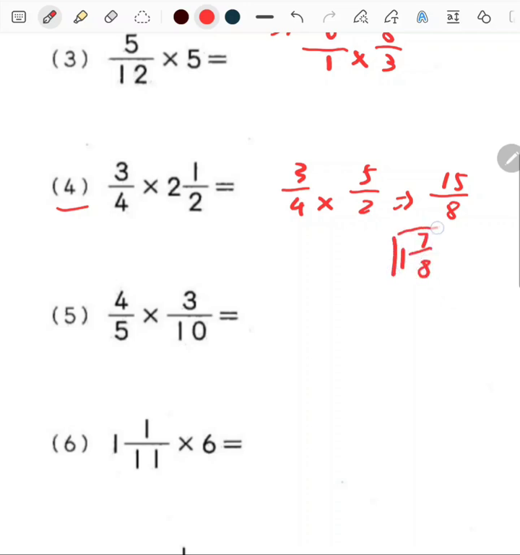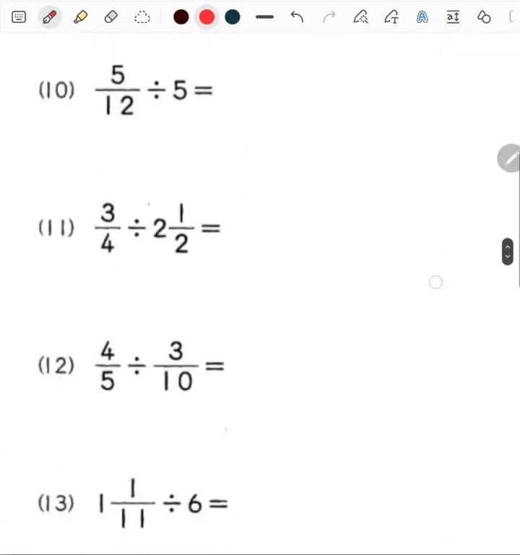If you have questions regarding how do we get 17 over 8 from 15 over 8, you can just use 15 divided by 8. You'll get 2, oh, sorry, my bad. 1, remainder 7. So that 7 goes on the top to be the numerator. The 8 stays the same as denominator, and then the 1 will become the whole number on the side.